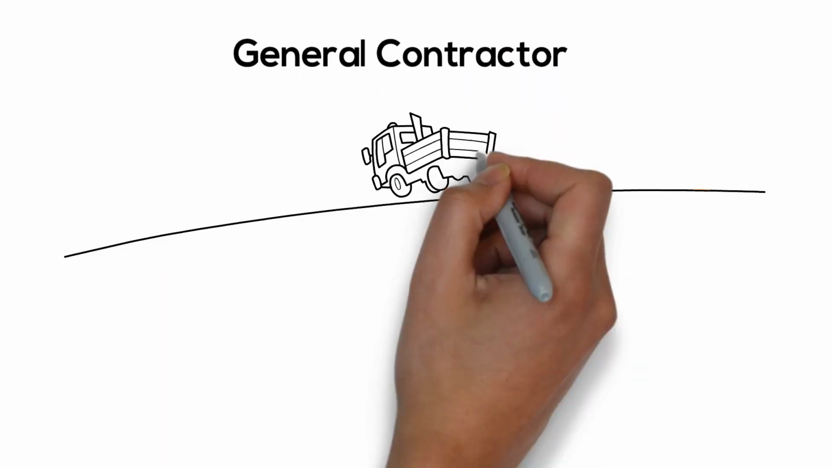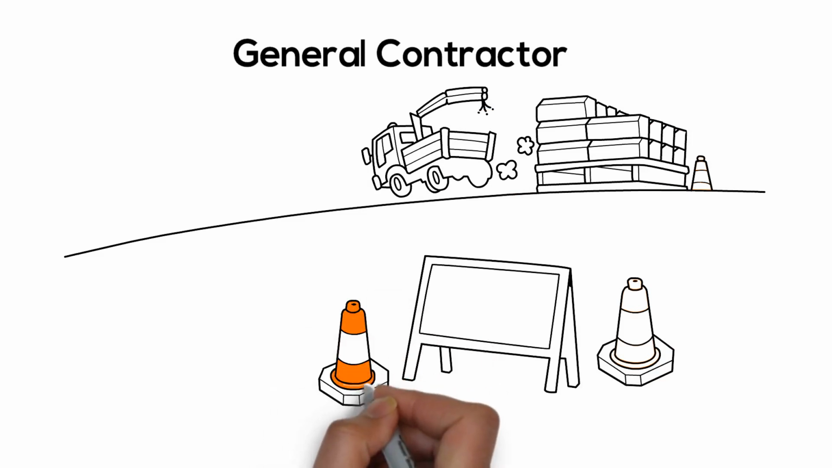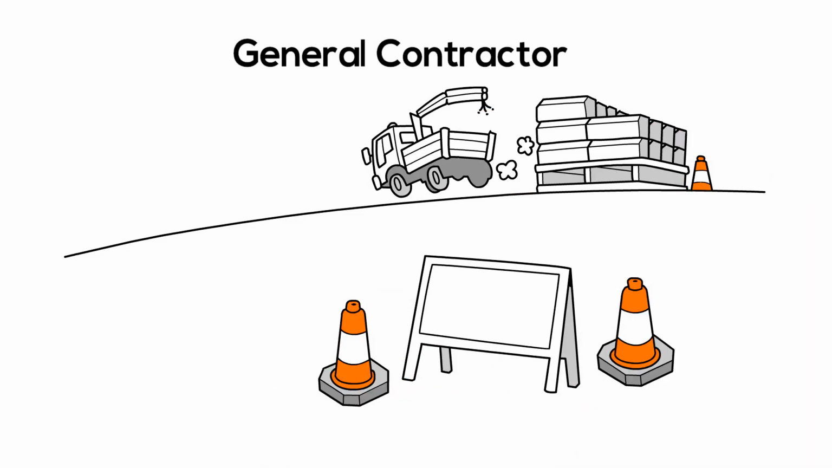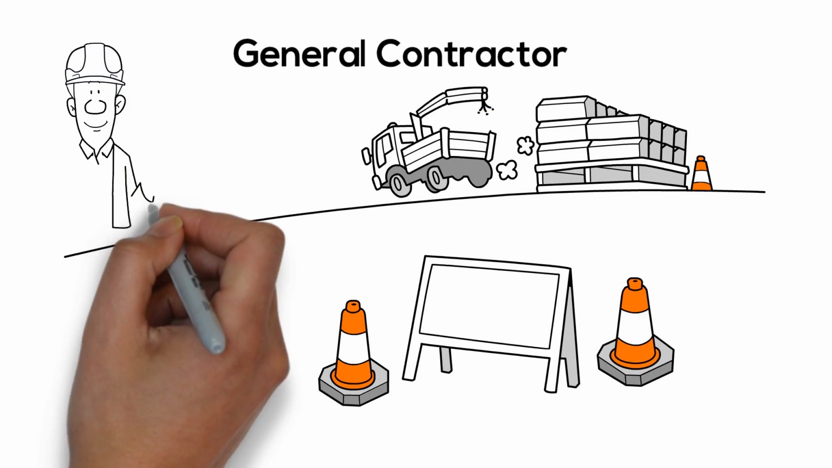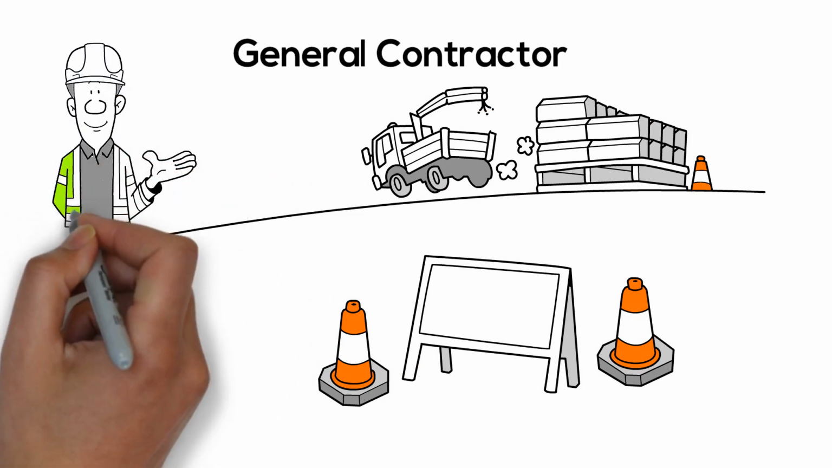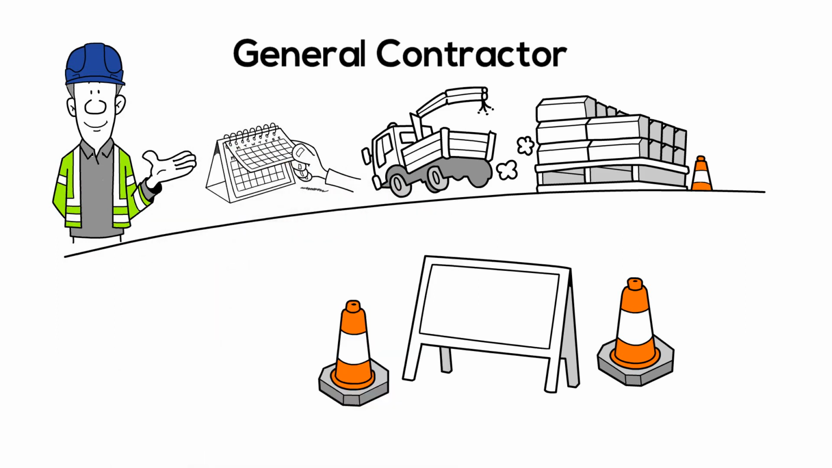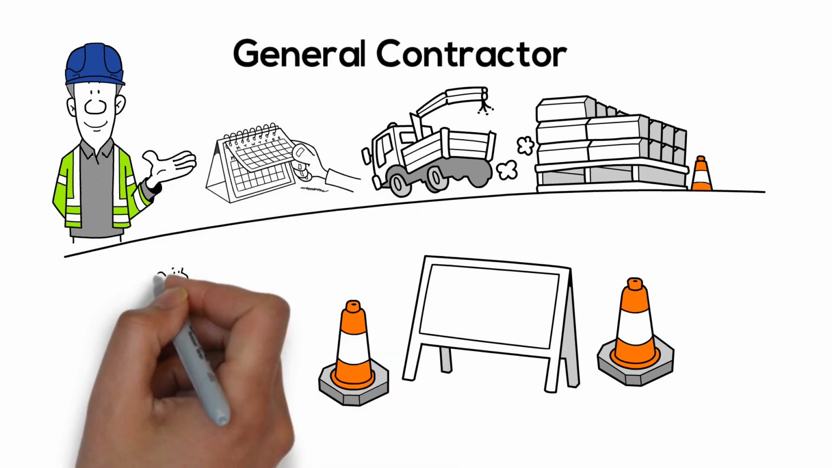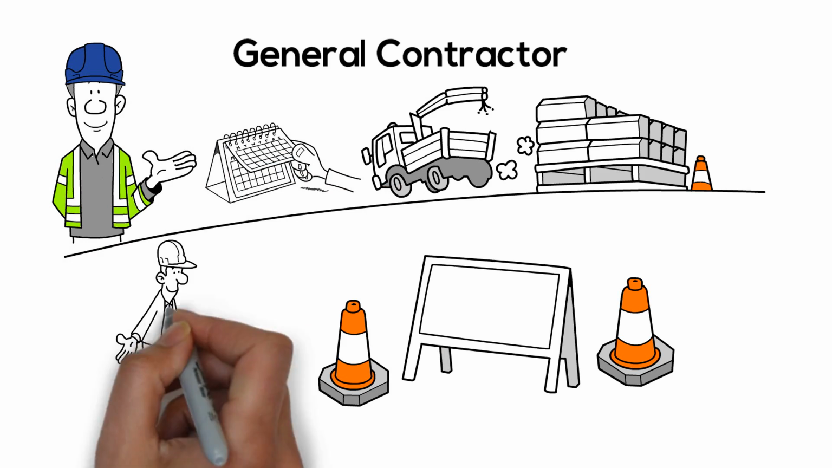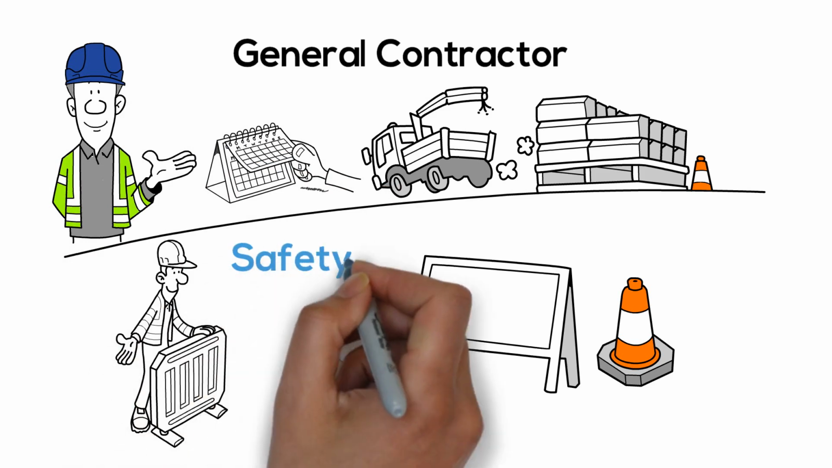This general contractor's role is to organize the delivery and installation of all labor and materials and equipment at the site. They also coordinate activity to avoid bottlenecks and ensure everything is done smoothly and on time. The general contractor is responsible for securing the site with construction fencing and oversees safety measures.